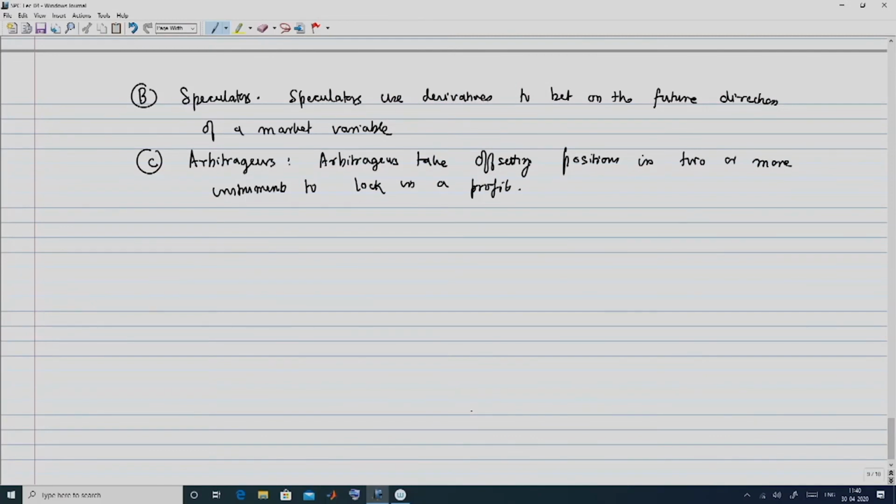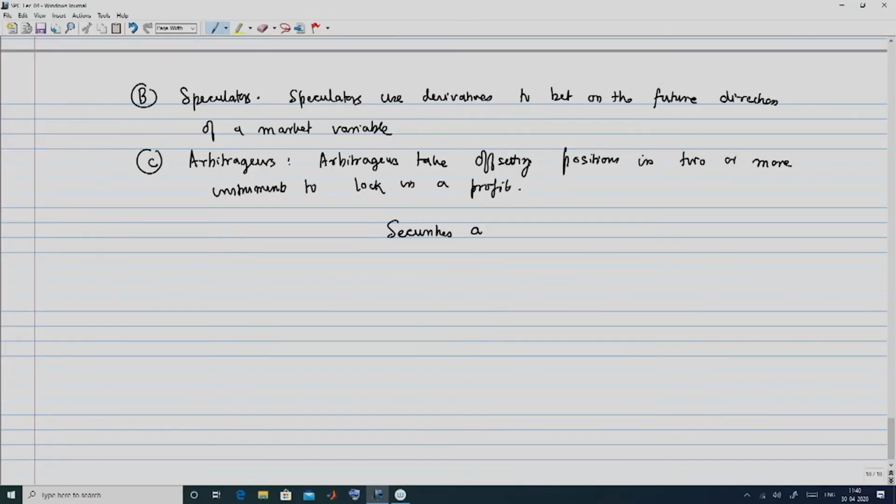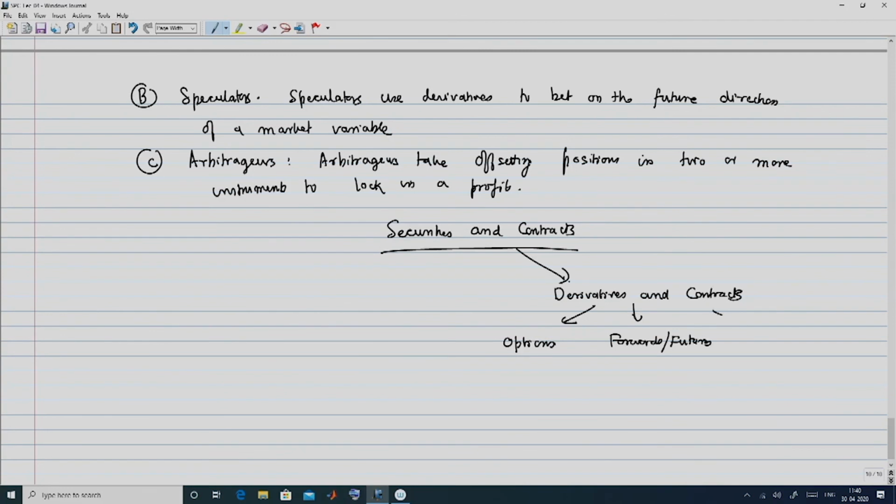So, finally, what I want to do is a broader classification, and this will also act as a prelude for my next lecture. So, this classification will be of securities and contracts. We have basically discussed the contract part of it today. The contracts include derivatives and other contracts, and we have looked at options, forwards and futures, and swaps, which we have already discussed in today's class.